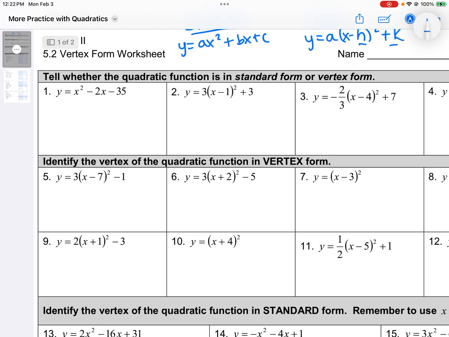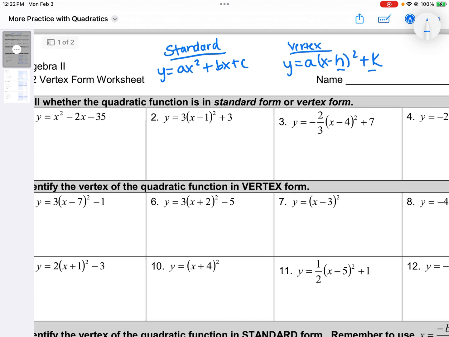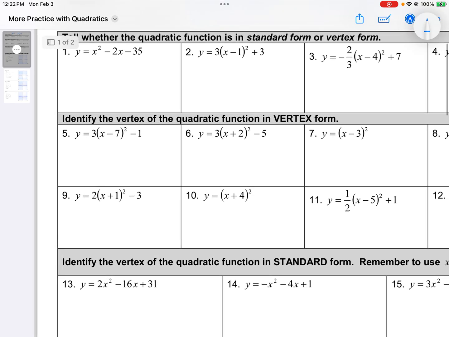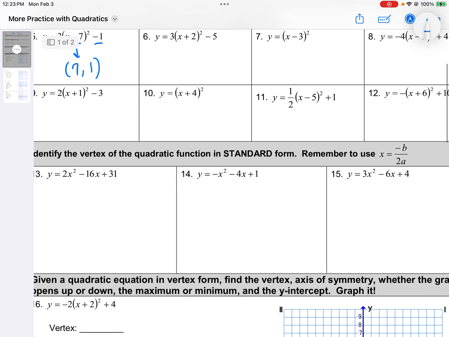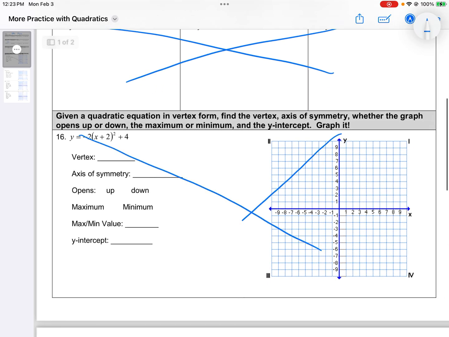On the next section, you're going to identify the vertex. On number 5, you're looking at those numbers that I underlined up at the top. The h and the k are the variables for those numbers, and I'm looking at -7 and -1. Remember, you change the sign of the first number, and the second number stays the same. So the vertex for that parabola would be 7, 1. Then you're going to omit 13 through 15, and you're going to omit 16.